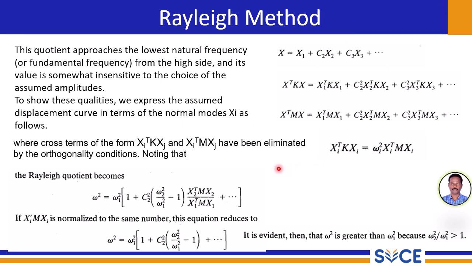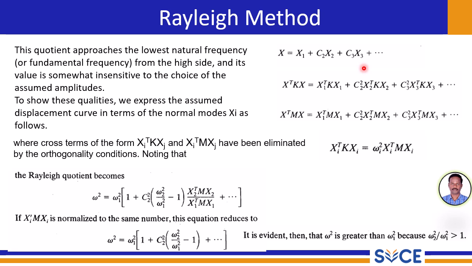To understand why these properties hold, let's consider expressing our assumed displacement X as a linear combination of the system's actual normal modes X1, X2, X3, and so on, where X1 represents the first fundamental mode, X2, X3 represent the higher mode shapes, with c2, c3 and so on being the corresponding coefficients.